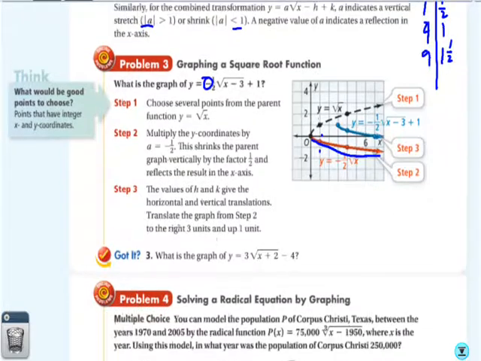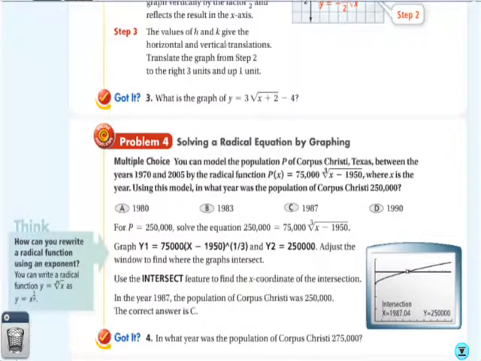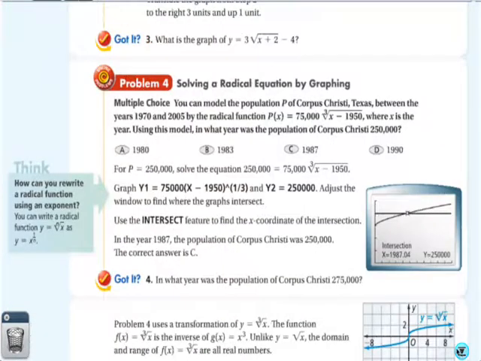Okay. And then what we have also is that this is going to shift it right 3, and this is going to shift it up 1. All these different things. Okay. Same stuff that we've been doing for a while now. This shouldn't be that difficult.